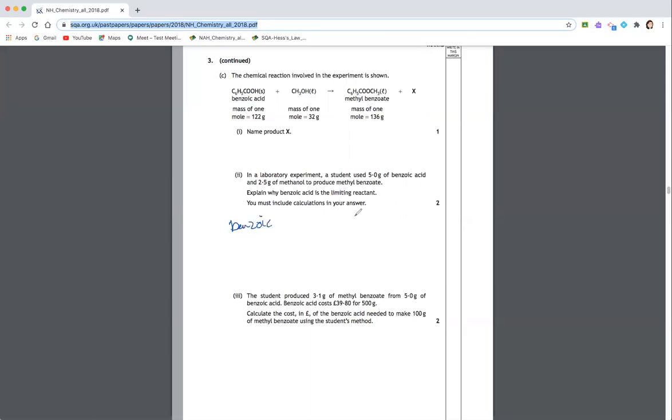Write that there, and then the other reactant is methanol. So the number of moles you have of each, you'll need to calculate. So that would be n, m, and GFM. So the mass of benzoic acid you've got is 5 grams. The gram formula mass is 122. And then methanol, the mass is 2.5 grams you've got. And the GFM is 32 grams, which you get up here.